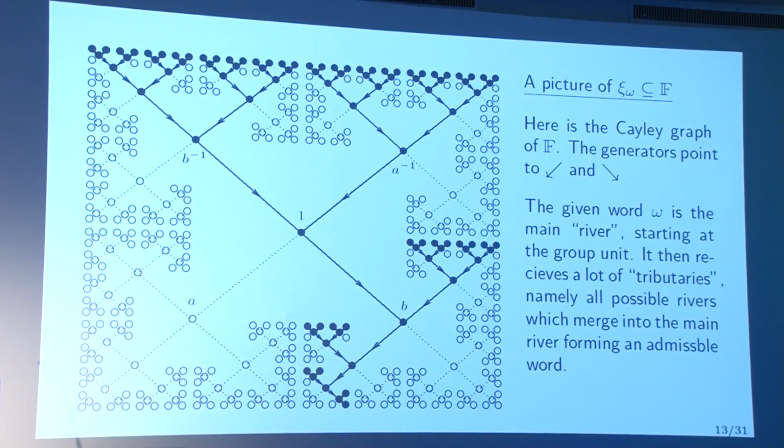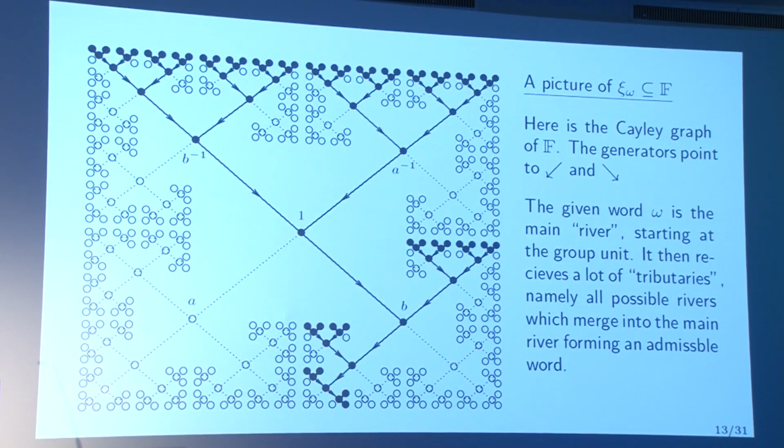So the point is, we start with the river given by the word omega, and then we stick in all of the tributaries, and the rule which tells you which tributaries you are allowed to add is simply that wherever you start, if you keep walking and recording the edges that you have traveled, this is supposed to form an admissible word according to the shift. And you do that every time you can do it.